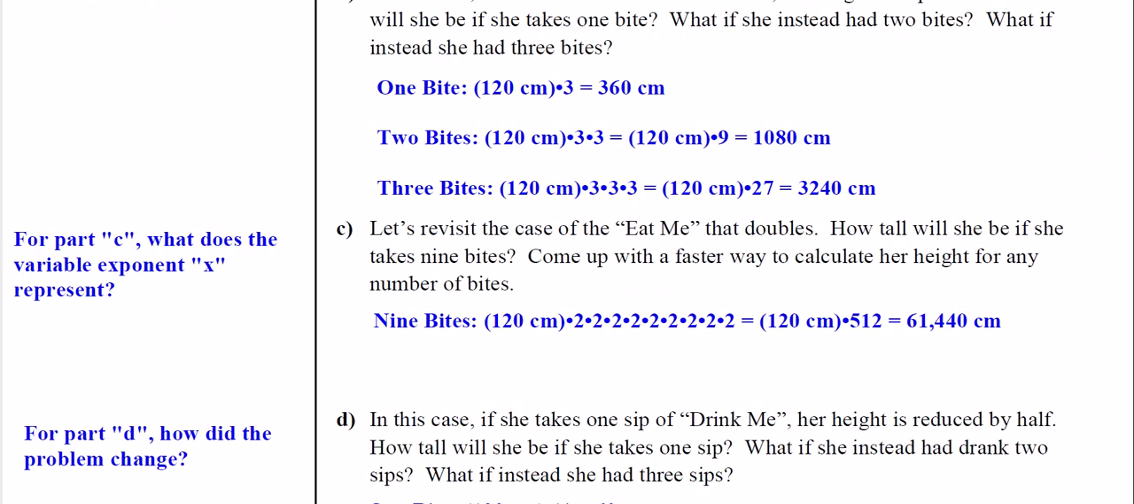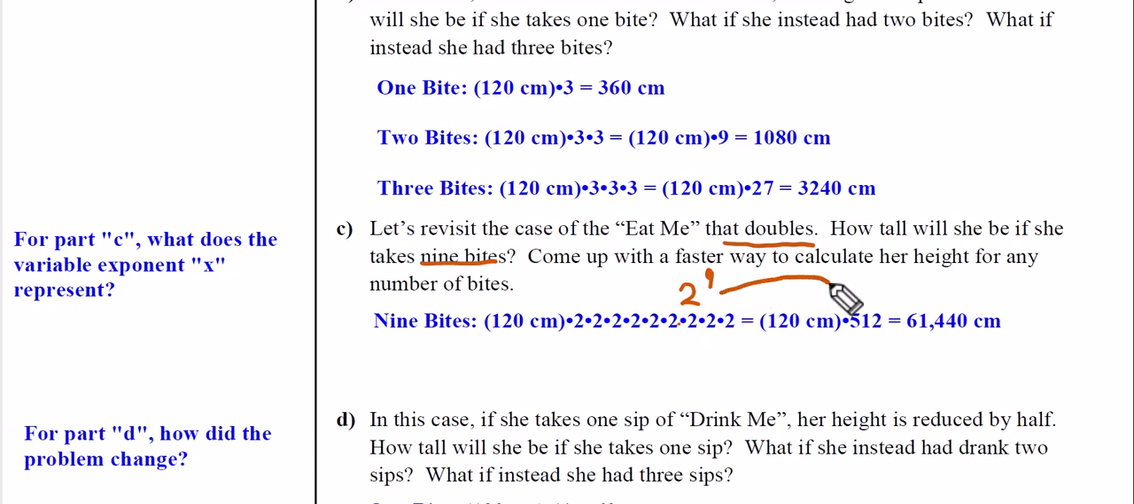Part C. So let's go back to the case where she has an eat me cookie that doubles her. What if she took 9 bites? Now you're thinking this is pretty ridiculous. Well, it's fantasy, right? But that's 1, 2, 3, 4, 5, 6, 7, 8, 9. That's 2 to the ninth power.